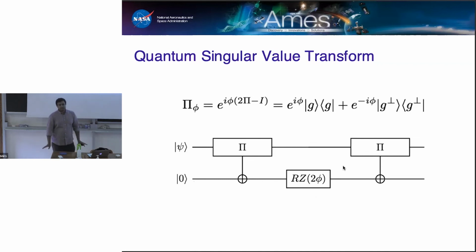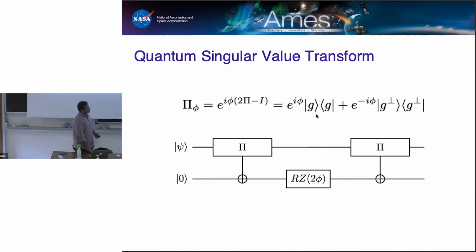This is precisely the kind of phase kickback technique that we saw several slides earlier. All it realizes is that at the end of this circuit, this qubit is still going to be in the 0 state, and what you've done is you've kicked back a phase that produces precisely these phases: e to the phi on the part that belongs to G, and e to the minus phi on the part that is orthogonal to it. But how do we actually construct this projector?